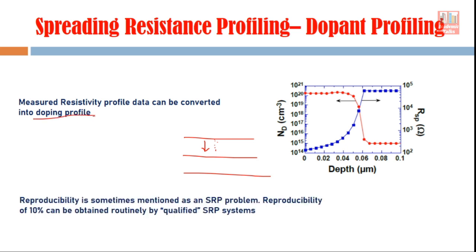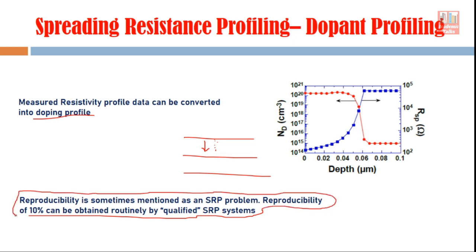The good thing is that this spreading resistance technique gives a good reproducibility, and reproducibility is also an issue here. About 10% can be obtained routinely by qualified SRP systems. High reproducibility is something which we desire, but this issue is certainly a concern, because most of the time the reproducibility which we get in spreading resistance profiling is about 10%.